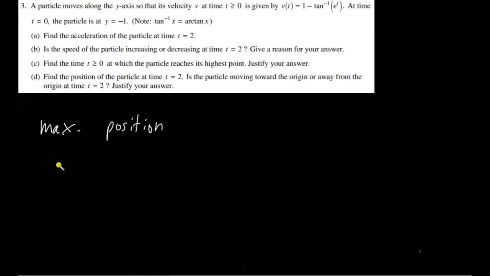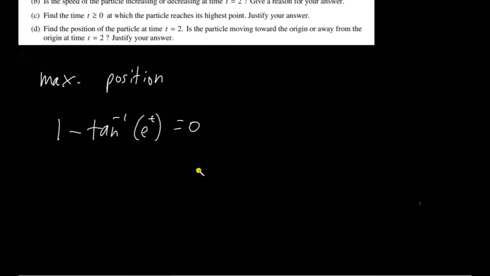So what we'll do is we'll take the velocity function, which is 1 minus the inverse tangent of e to the t, and we'll set that equal to 0. And then now we can solve this for t. I'll add the inverse tangent of e to the t to both sides. That'll get us that the inverse tangent of e to the t is equal to 1.